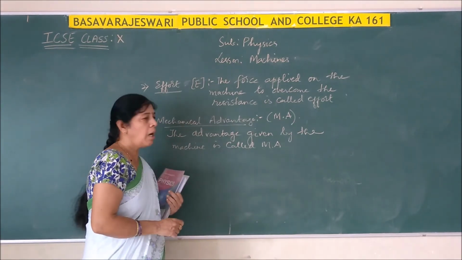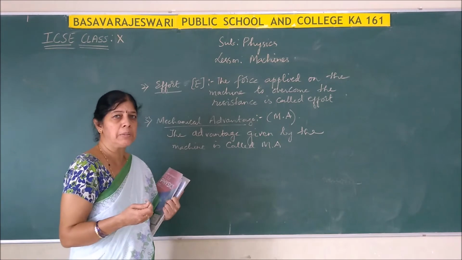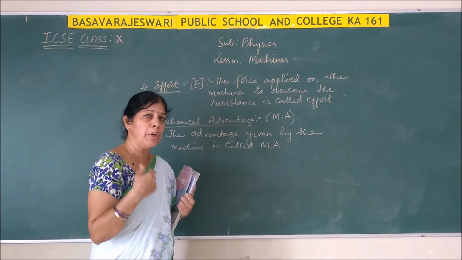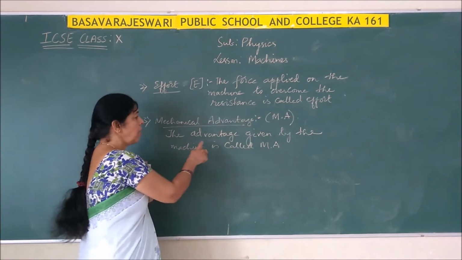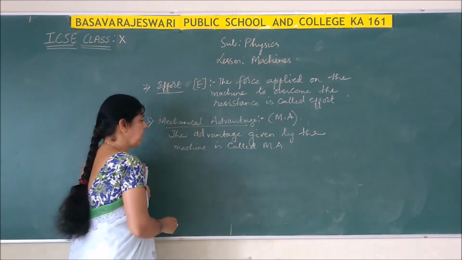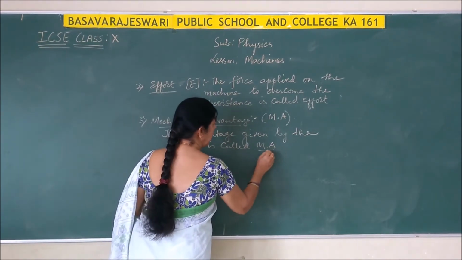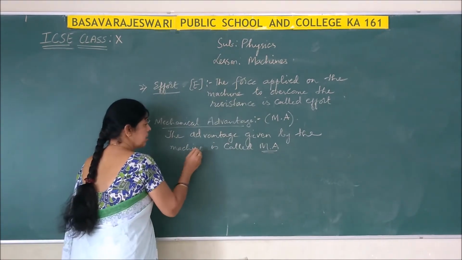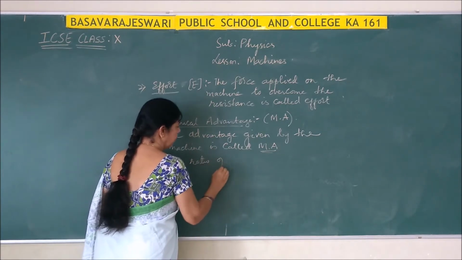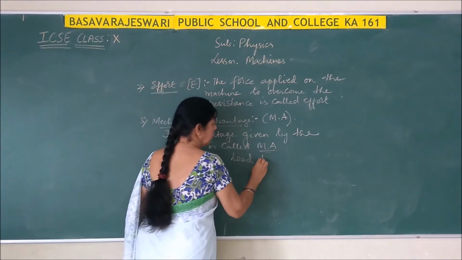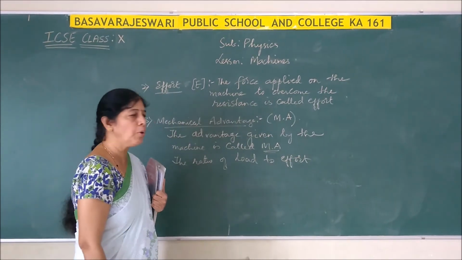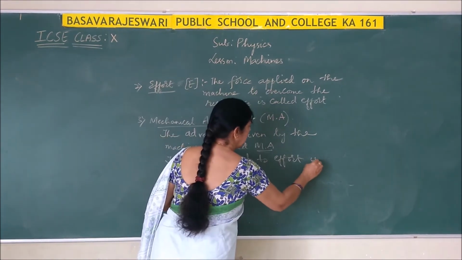So when you are using a machine, you are getting some advantage. Means you are able to do the work very easily. Using less effort, you are going to lift very heavy loads. So that is called advantage. The advantage given by the machine is called mechanical advantage and is represented in short as MA. And it is also defined as the ratio of load to effort. The ratio of load to effort is called mechanical advantage.